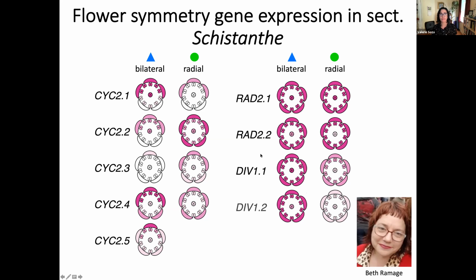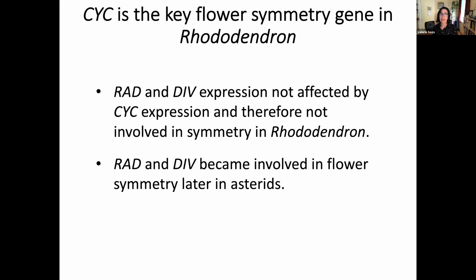So what we've discovered is that sect is the main key flower symmetry gene in rhododendron. And we believe this because the expression of rad and div is not affected by sect expression. And so we believe that rad and div became involved later on in asterids with regards to flower symmetry, and are not players in rhododendron in determining flower symmetry.